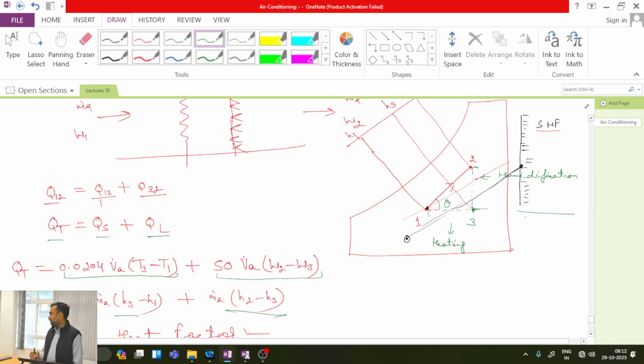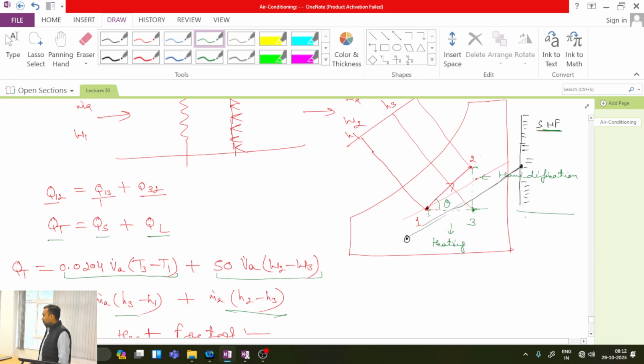Is this one clear? So this sensible heat factor scale, what it does, here the value of SHF is given. So what I can do, there can be a process specified in such a way that this is the initial condition of the air, and the sensible heat factor for the process is say 0.5 or 0.6. Okay. So if that is the case, then how can I draw this final state? How can I draw the inclined line?